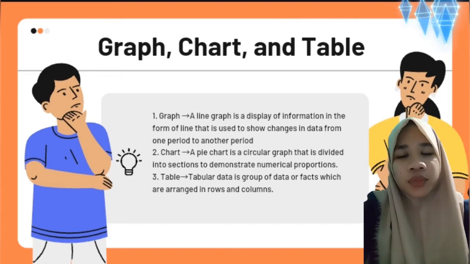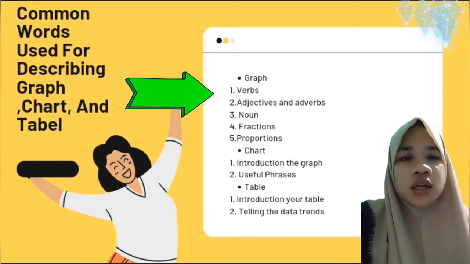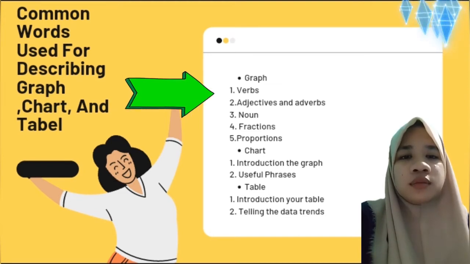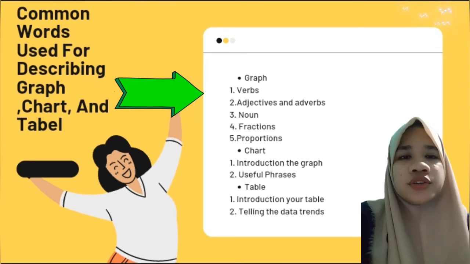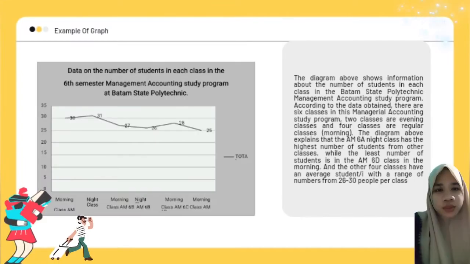And next, common words used for describing graph, chart, and table. In graphs, there are verbs, adjectives, adverbs, nouns, fractions, and proportions. In charts, there is the introduction, the graphs, and the use of price. In tables, there is an introduction to the table and telling the data trends. I want to display an explanation of a graph.